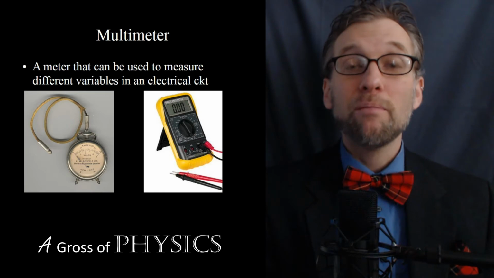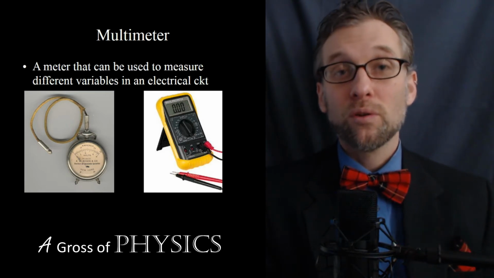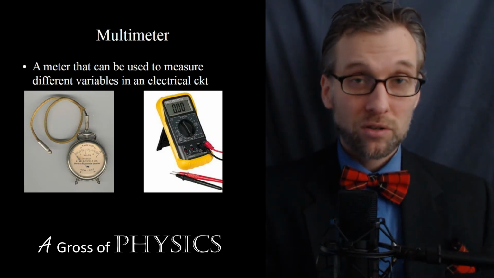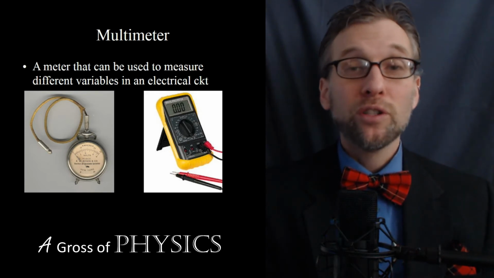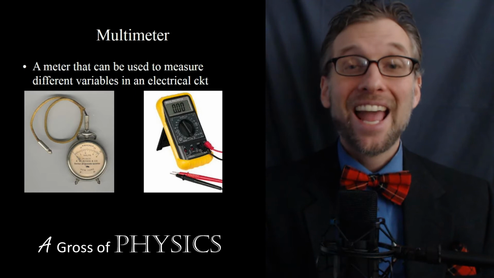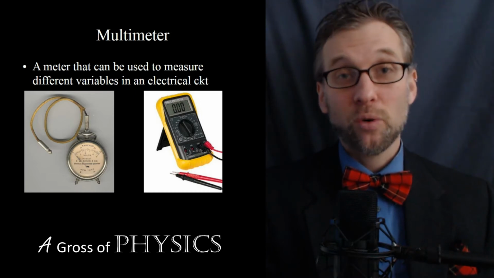Now, a multimeter can measure the voltage, the current, or the resistance in direct current circuits, like we would have in the lab, or it could even measure the voltage, the current, or the resistance in an alternating current situation.